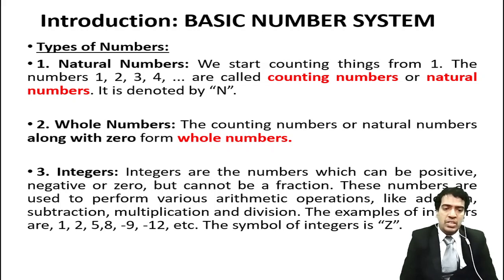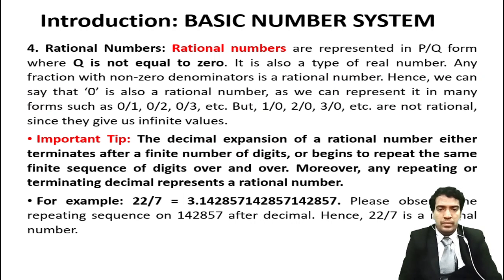Then we come to the concept of integers. What are integers? Integers are those numbers that are positive numbers, negative numbers, or 0, but they are not fractions or decimals. So all these numbers that are either positive or negative or 0 and not a fraction or decimal, they are integers. And please be advised, friends, 0 is neither positive nor negative. Integers are used to perform various arithmetic operations like addition, subtraction, multiplication, and division. And in mathematical terminology, you denote integers with the letter Z.